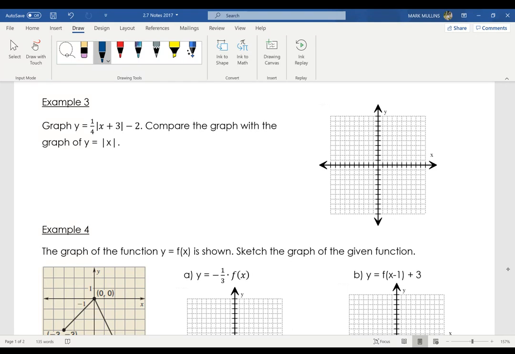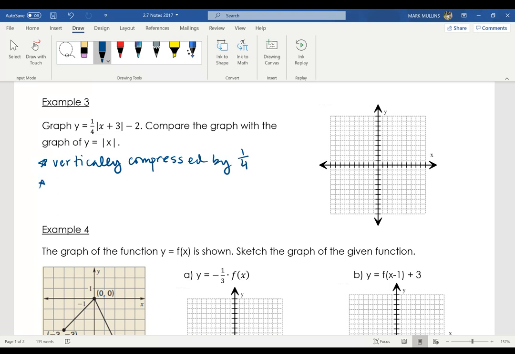So for example 3 now, I have a number in front of my absolute value, I've got a number inside, I've got a number over here. So I know that the 3 and the 2, those are going to be the ones that do the shifting part. The 1/4 is going to be multiplying my pattern. I always have to do the multiplying part first. So the 1/4 is going to vertically shrink, or compress. I like compress because it looks like something just smashed that graph down vertically. So it's going to be vertically compressed by 1/4.